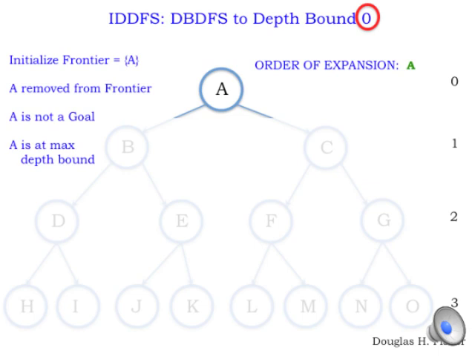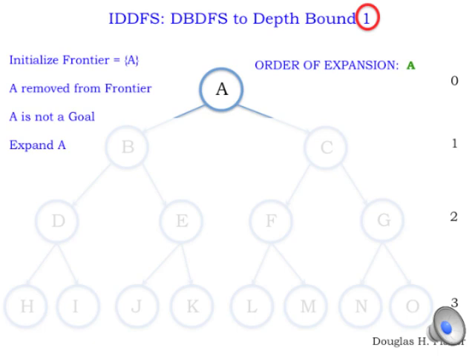We remove A from the frontier. We check it to see whether it's a goal. A is not a goal. And A is also at the maximum depth bound on this iteration, depth bound 0. And so we don't expand A in this case. We don't expand A and look at A's neighbors. So the order of expansion on this iteration is simply A. We've looked at A and only A, and now we're going to move on to do a depth-bounded search up to depth 1. We start all over again.